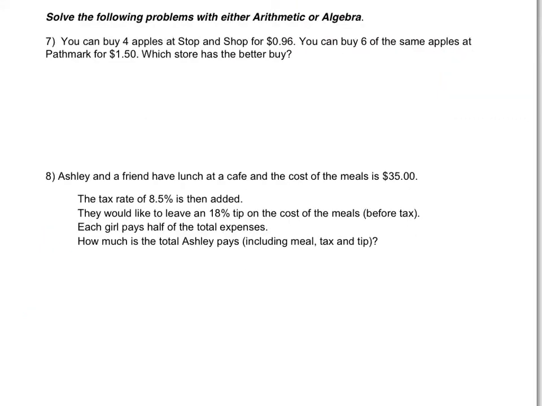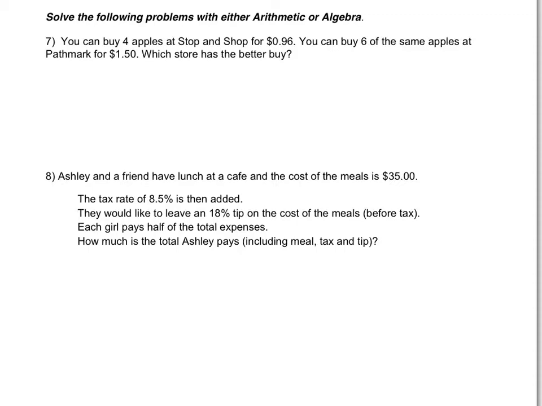Now, number 7 and 8, the directions say you can solve the following problems with either arithmetic, that means not using any variables, no letters, or algebra, which includes using a variable. Number 7 says, you can buy 4 apples at Stop and Shop for 96 cents. You can buy 6 of the same apples at Pathmark for $1.50. Which store has the better buy?